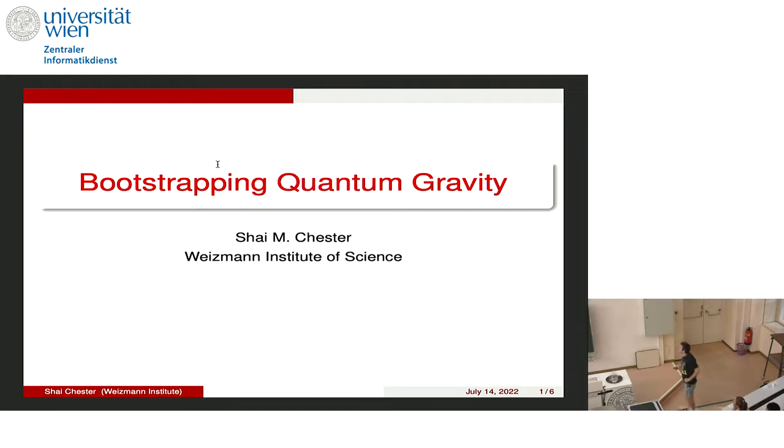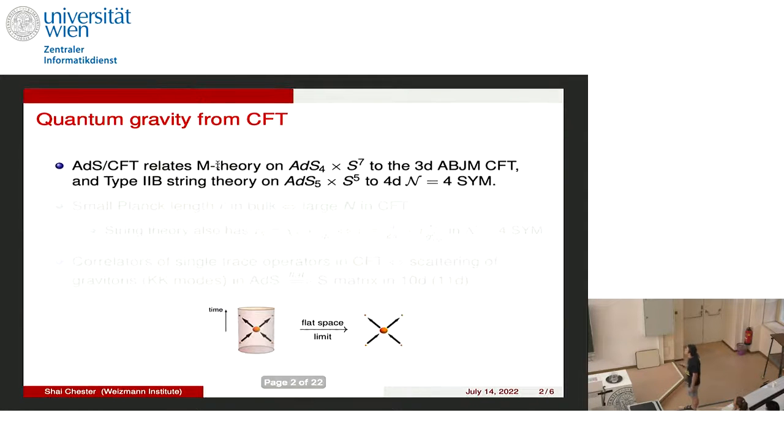All right, so my presentation will be about bootstrapping quantum gravity, speaking generally. Let's review how you get quantum gravity from CFT. The AdS/CFT relation relates, for instance, M theory on AdS4 cross S7 to a certain 3D CFT called ABJM, or type IIB string theory on AdS5 cross S5 to 4D N=4 super Yang-Mills. These are the two canonical examples.